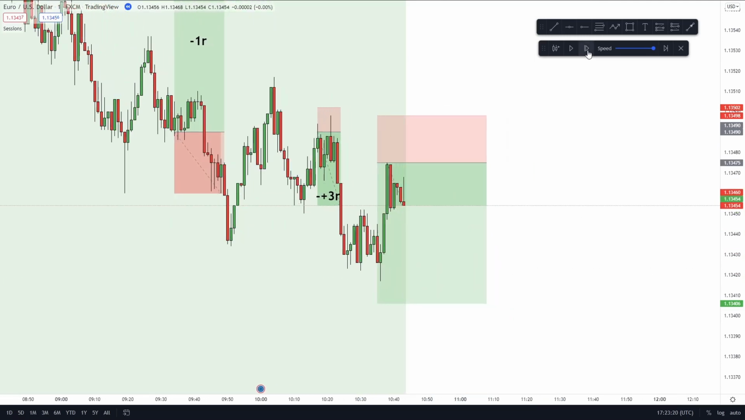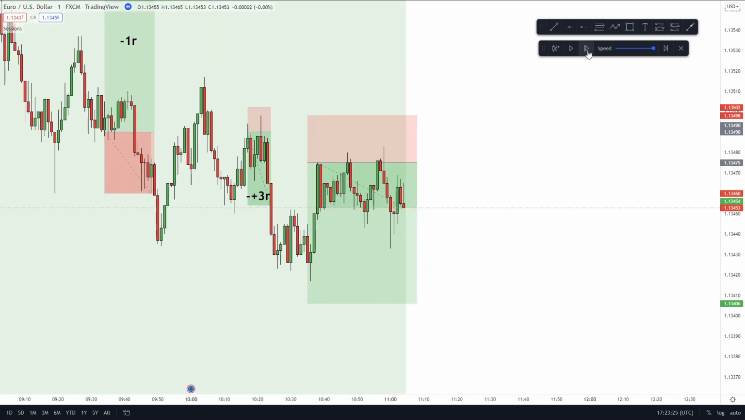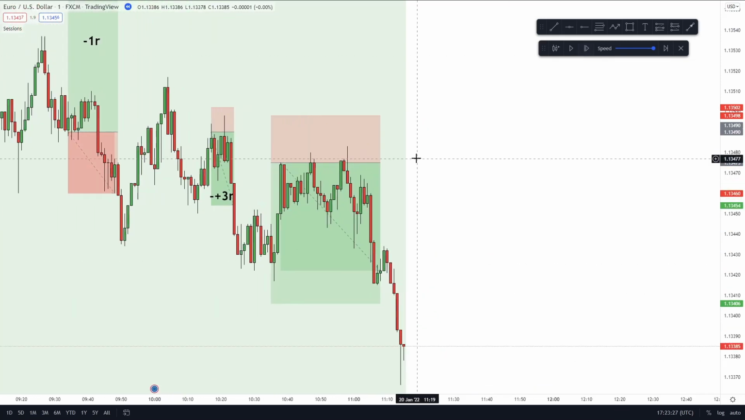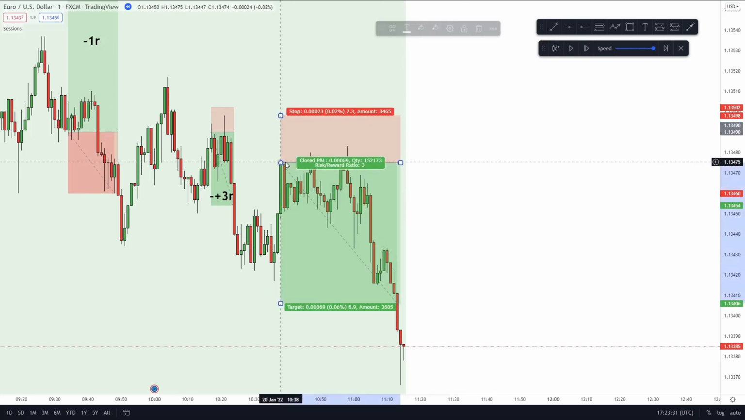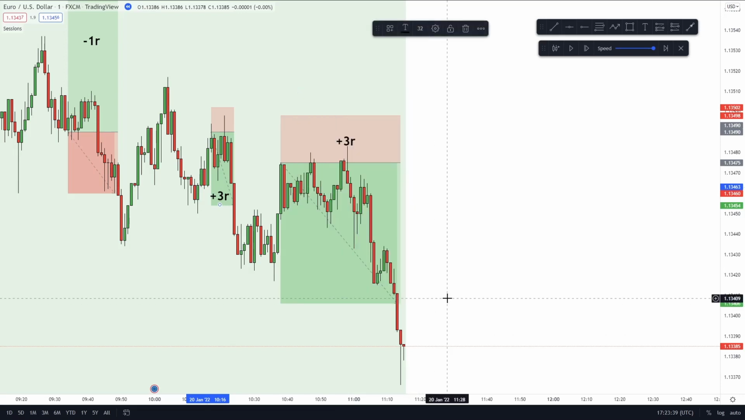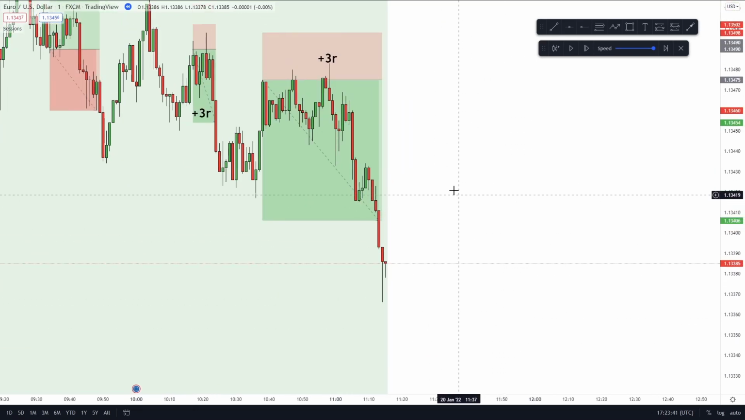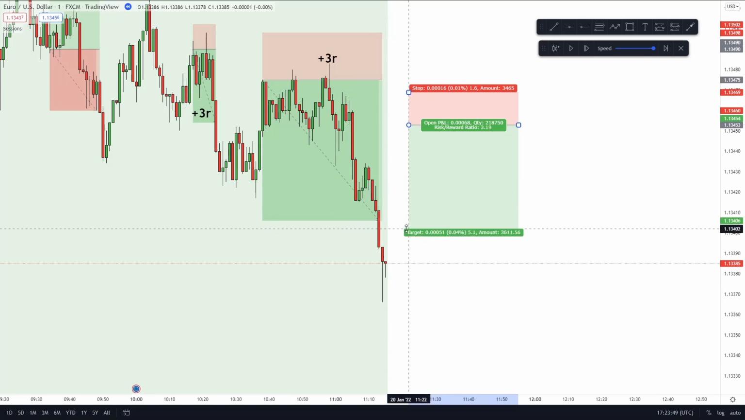Price hovers around, comes up and taps us in, which is very nice. Hovers around our entry, but then thankfully blasts off to the downside, giving us another 3R win, putting us up 4R for the day so far. This is why it's important to stick with the strategy. Statistically, from all of my backtesting, it will come out with a positive return. So just got to stick with it. Your wins are significantly bigger than your losses, so it works out well.